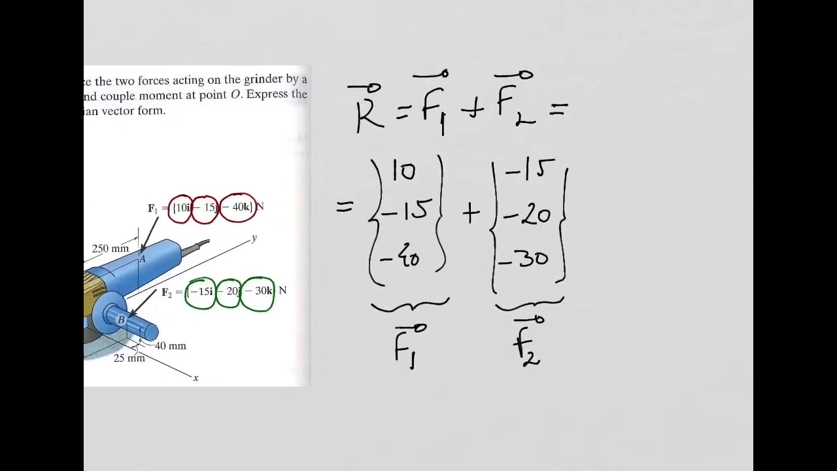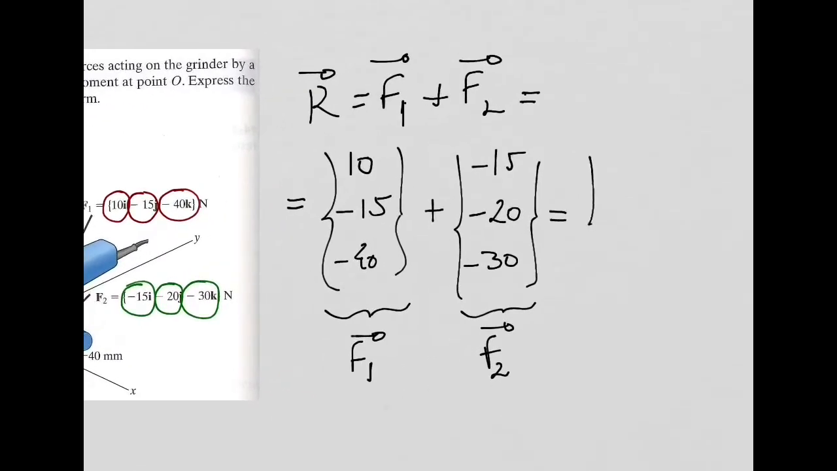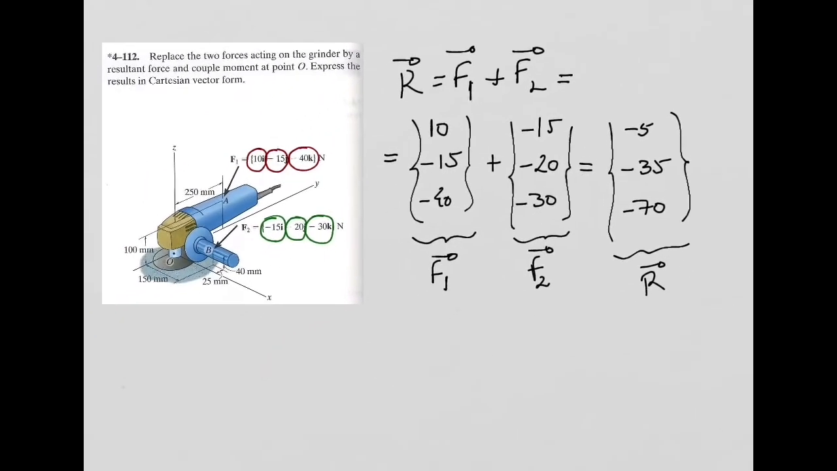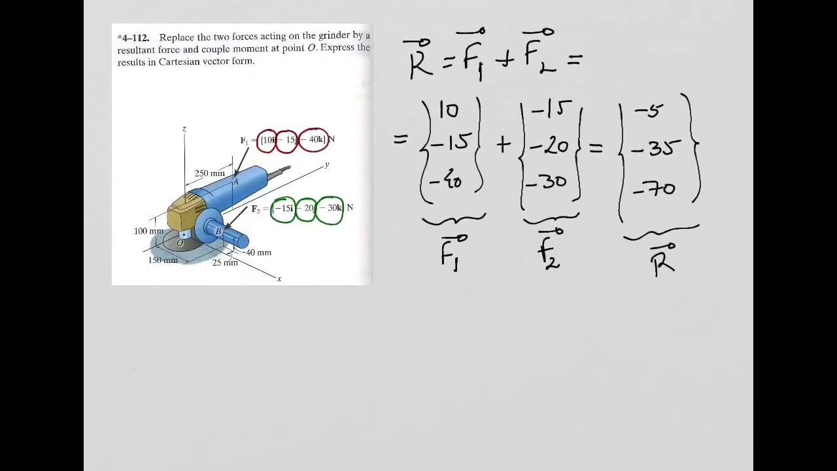You see? And now, the only thing I have to do is add these components. So starting with the x component, I have 10 minus 15 is minus 5. Looks basic, but you make many mistakes in these kinds of things, right? So we have to do it very slowly so that you are following. So minus 35, minus 70. This is the resultant of my forces, R. As you said, it's not difficult at all, right?